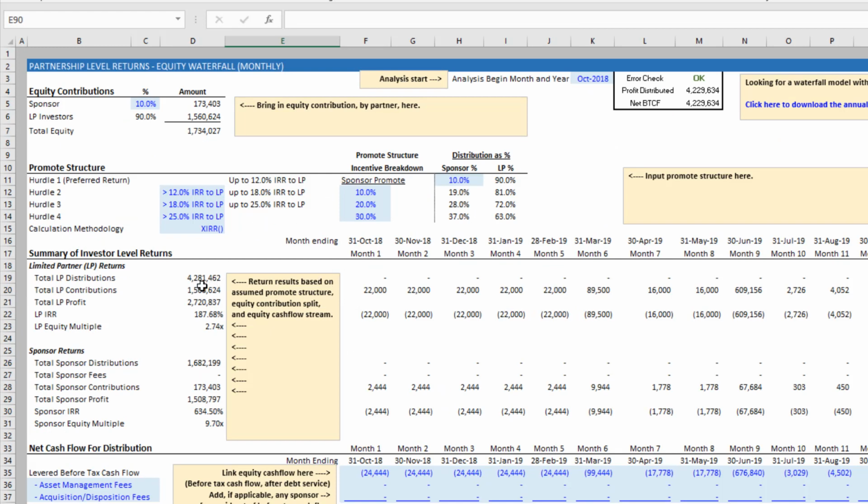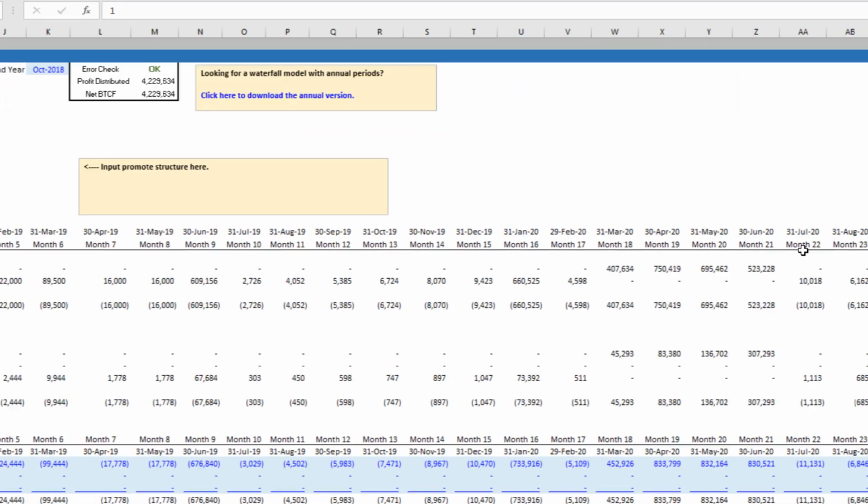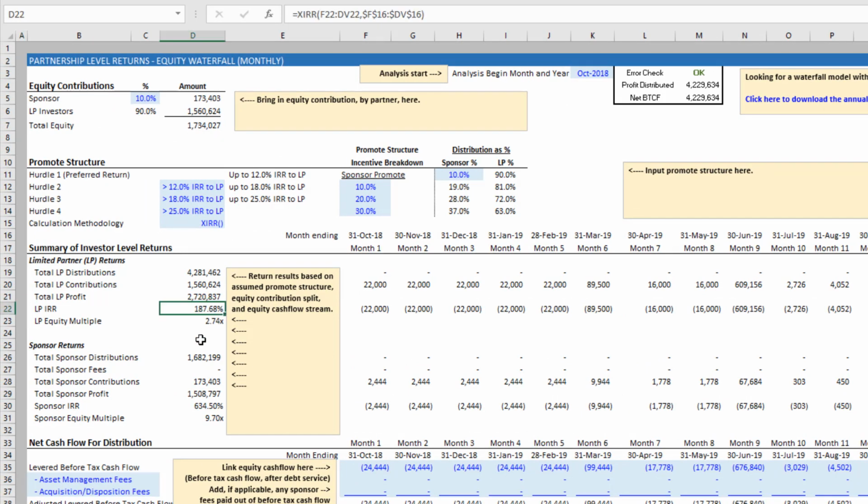And as a result, here you see distributions to contributions from the LP, total profit of the LP results in a 2.74 equity multiple and a 187% IRR, which on a short-term deal like this, what did I say it was, less than 3 years? 28 months, yeah, you're going to have a high IRR because of the short time period of the investment. And then the sponsor contributes $173,000, is distributed $1.682 million, receives $1.5 million in profit, a 634% IRR, and a 9.7 equity multiple.